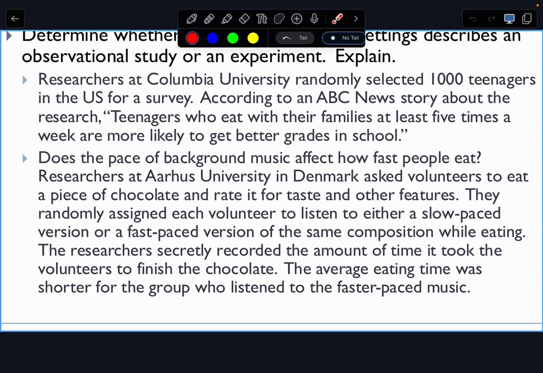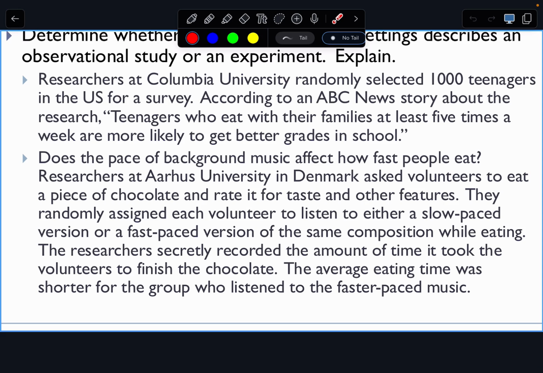So based on what they described here, the main idea determining between an observational study and an experiment: were any treatments of any kind imposed? Was I creating separate groups of individuals under different conditions? No. It just says I randomly selected 1,000 teenagers and I asked them a question, right? So this is like a sample survey. This would be an observational study.